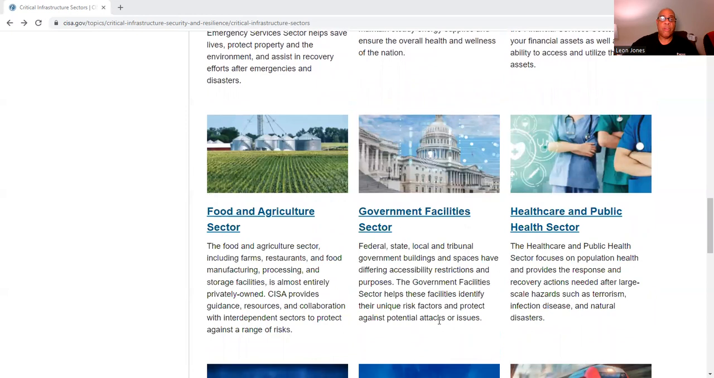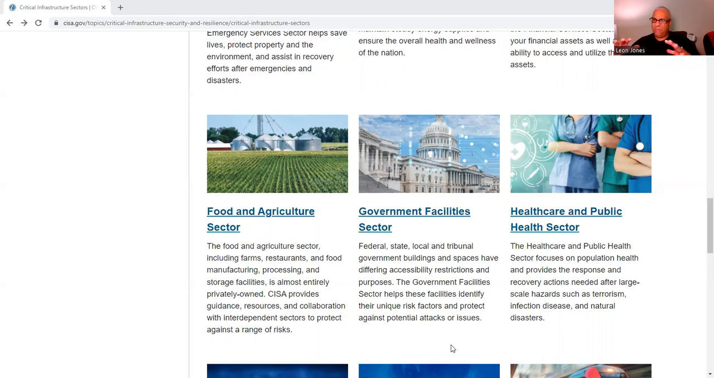Another one that's very important is your food and agricultural sector. And that includes farms, restaurants, and food manufacturing, processing, and storage facilities. And basically, they're almost entirely all privately owned. So CISA provides guidance, resources, and collaboration with interdependent sectors to protect against a range of risks.